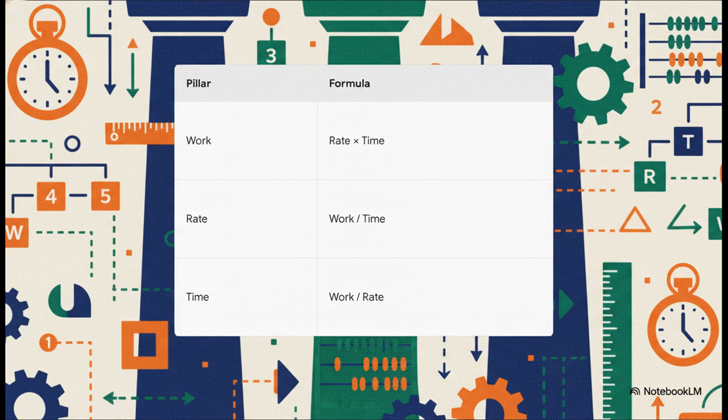Need to figure out the rate? Easy. Just divide the work by the time. Need the time? Divide the work by the rate. If you can really internalize how these three gears turn each other, literally everything else we cover today is just a slight variation of this one foundational concept.